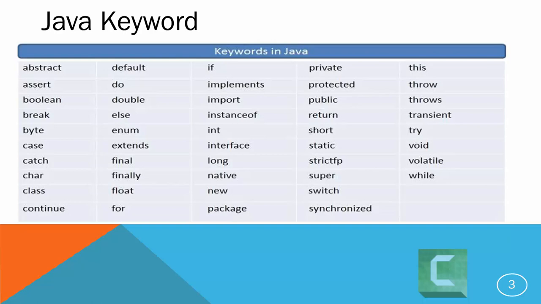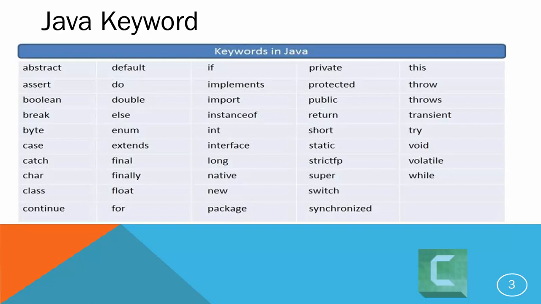Try is used when we are handling exceptions. Case is used when we use switch. Extends is used when we try to do inheritance. Interface is again for inheritance. Static, we have used in our earlier program. Static is used when we try to mark a method as static so that we can call that method without creating the object of the class.